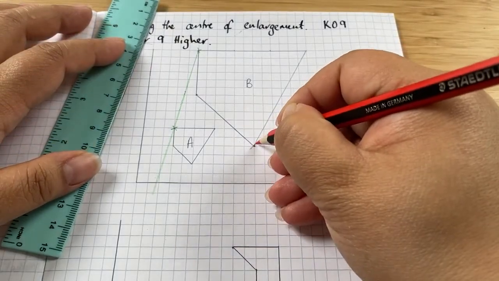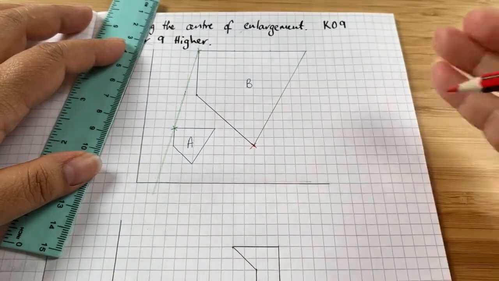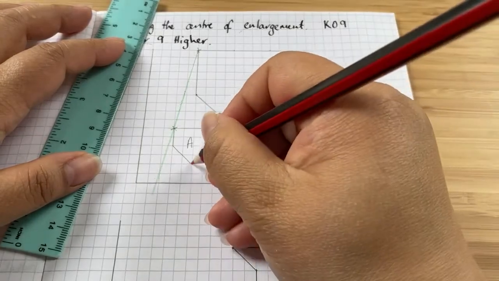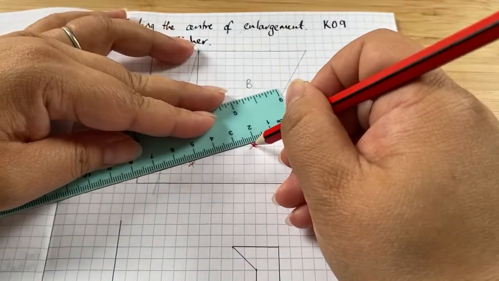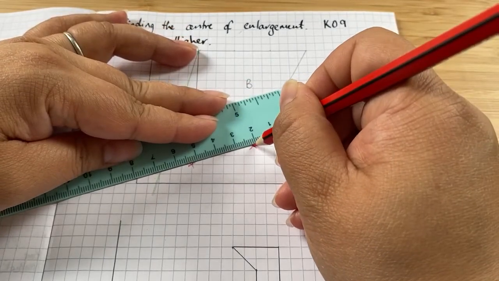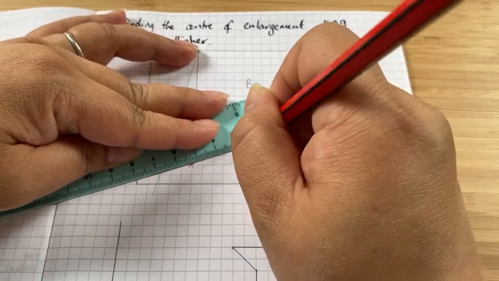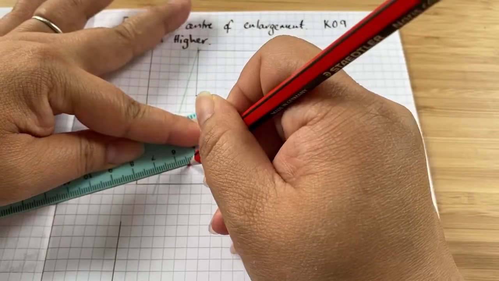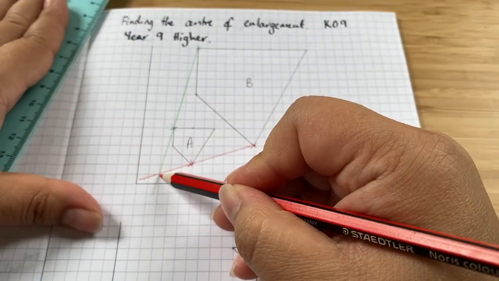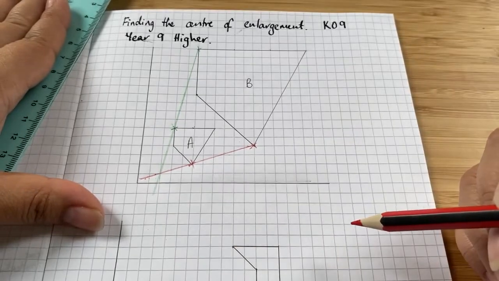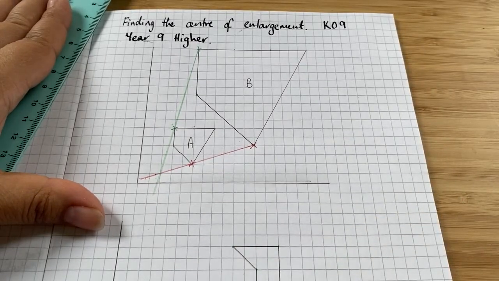I'll just pick this one here, and the same corresponding corner on the smaller shape. And again, start with the larger one. Draw your ray line from the larger one to the smaller one, and continue that on. And if you notice, they both cross here, indicating that is possibly your center of enlargement.